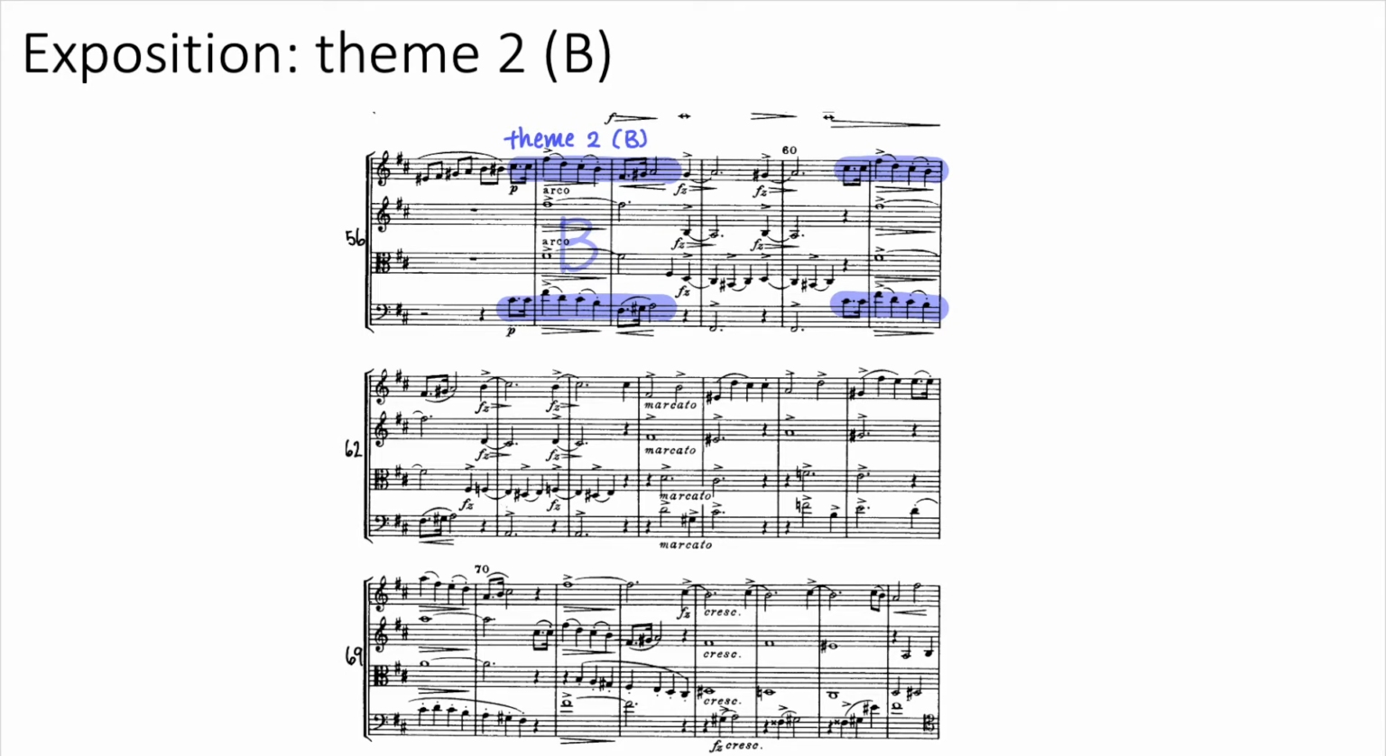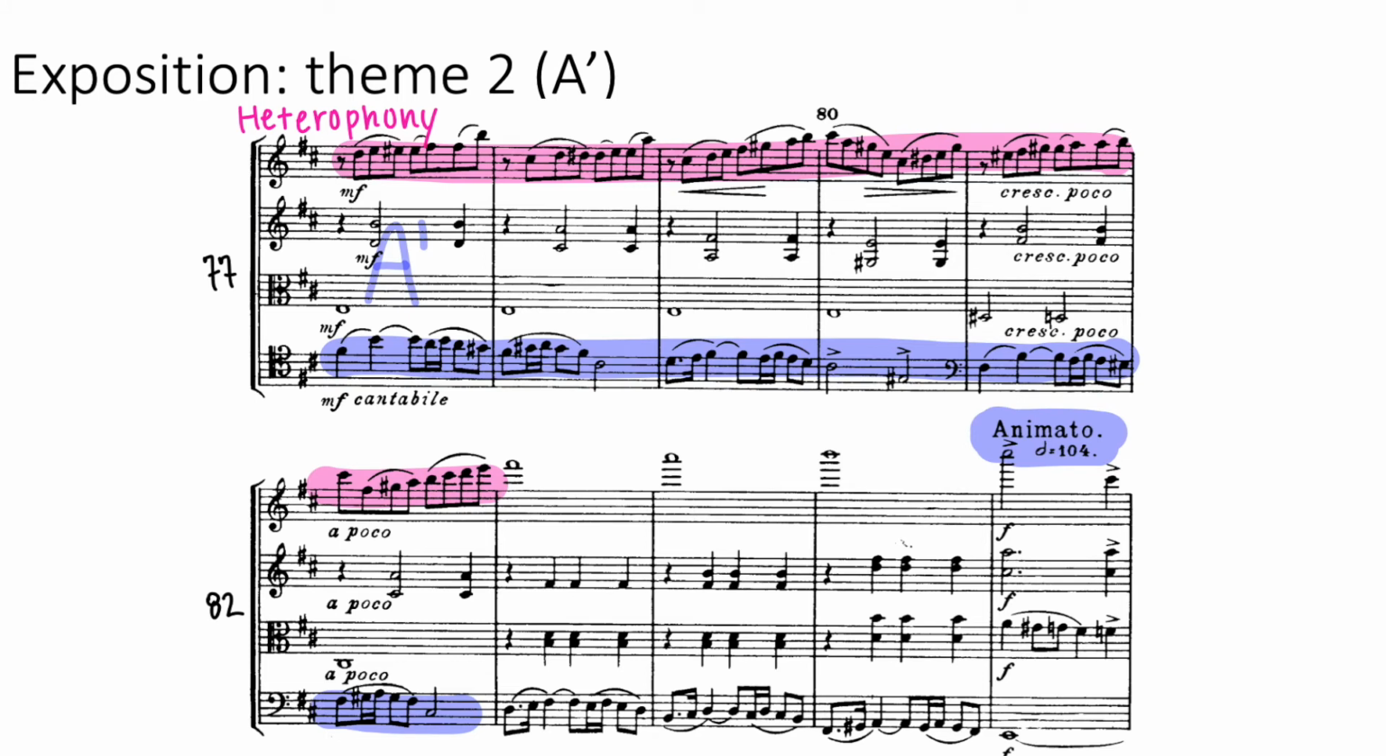Not long after, the B of theme 2 is introduced in both the first violin and the cello part in measure 57 with a pickup. As this B gets expanded, the key hovers around F sharp minor, but starts moving towards D major at around measure 73. This then leads into the A prime of the theme at measure 77, where it is back in D major.